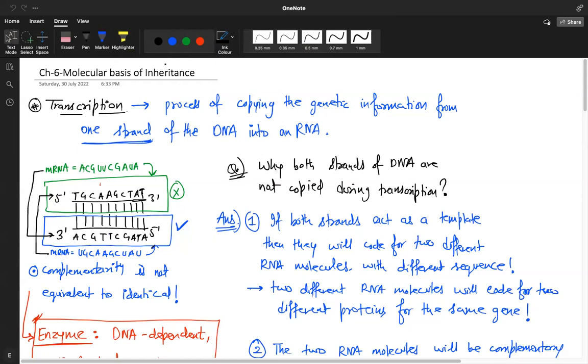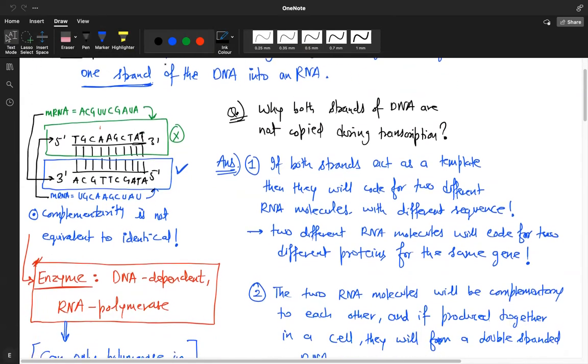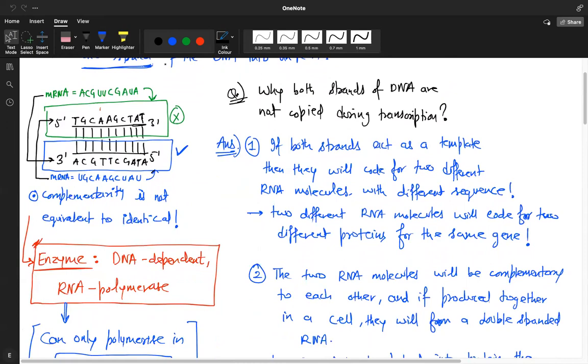So we started with transcription. It is a process of copying the genetic information from one strand of DNA into the RNA. Then we discussed the question why both strands of DNA are not copied. The first reason is that if both the strands act as a template, then they will code for two different RNA molecules with different sequence. These two different RNA molecules will code for two different proteins for the same gene, so it is not possible.